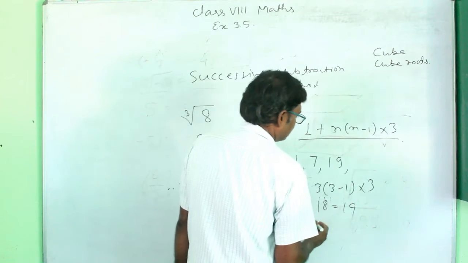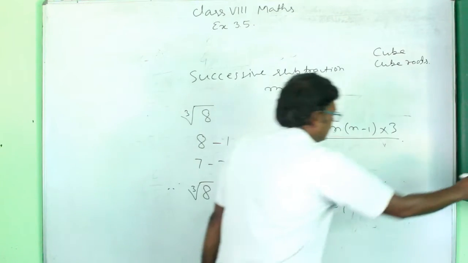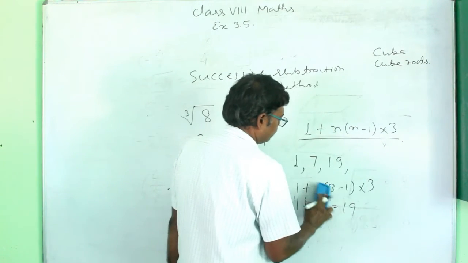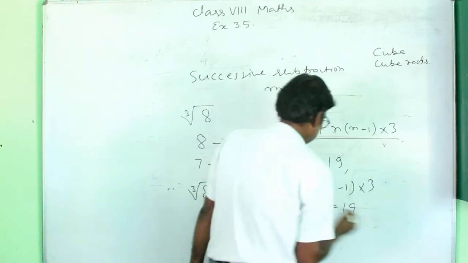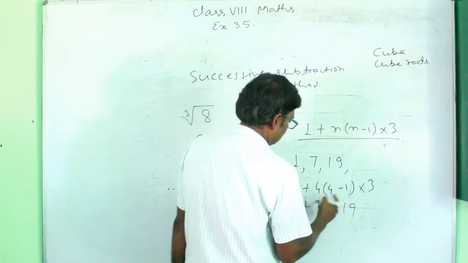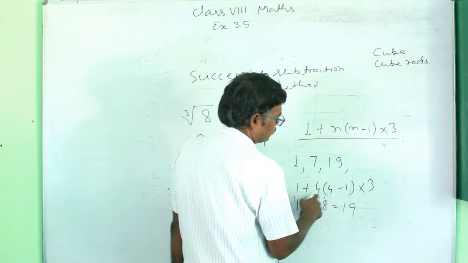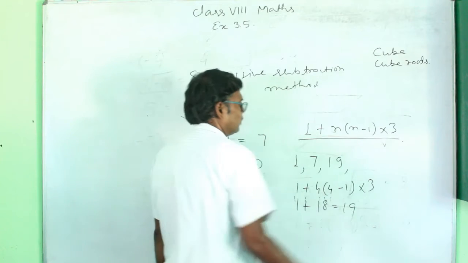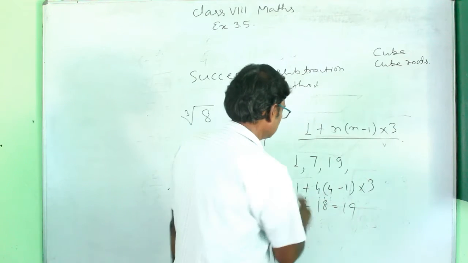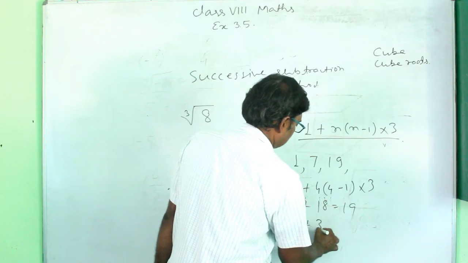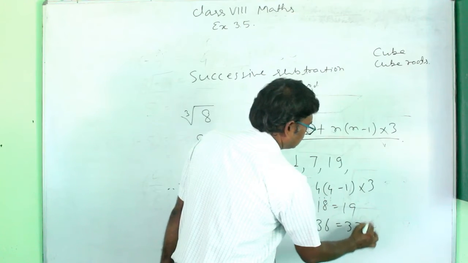Then what is the fourth number? Again put n equal to 4. Then it will be 1 plus 4 into 3 into 3. 4 threes are 12, 12 threes are 36, plus 1 is 37. So the next number is 37.